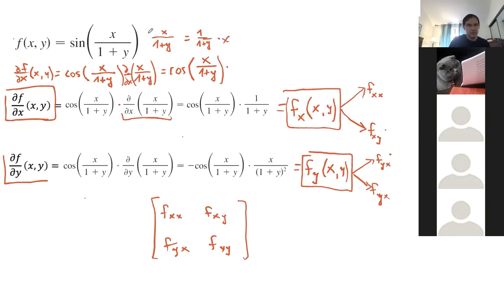So if I want to compute the derivative of this function with respect to x, then with respect to x this is a constant. So this is 1 divided by 1 plus y. And the derivative of x is 1. So we have 1 divided by 1 plus y.